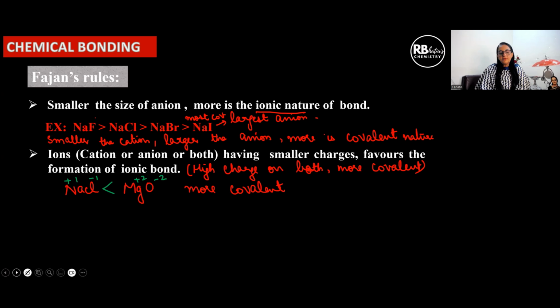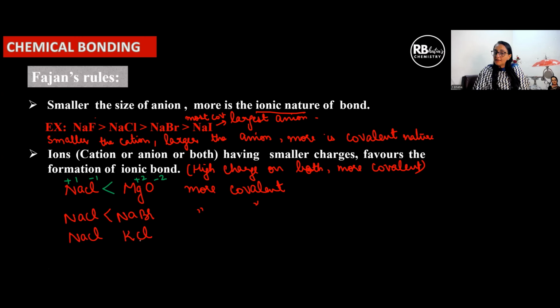Fine. Similarly, if I had asked you, let us say, sodium chloride and sodium bromide. This time the cation is the same. Larger anion means more percentage of covalent nature. And supposing the cation was different, that means I compared between KCl and NaCl. This time anion is same. So we know smaller cation means more covalent.